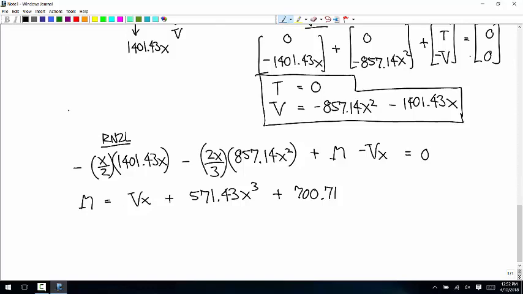Okay, so let's see. So this is x squared. And so M is equal to negative 857.14 x cubed minus 1401.43 x squared. Tell me what negative 857.14 plus 571.43 is. Those are both x cubed terms. So negative 285.71 x cubed, and then minus 700.72. Okay.